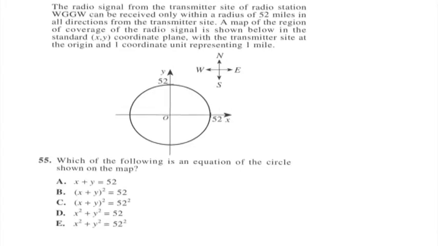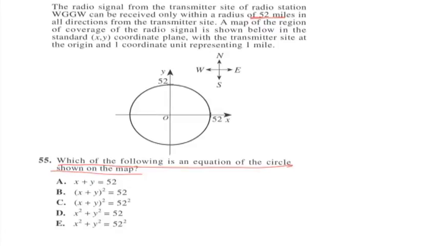As we look at the next one, this is the follow-up to the one we looked at earlier. It tells us about this signal and a radio transmitter and so forth. They tell us it's got a radius of 52 miles. But what they've really come down to is they ask us this question: Which of the following is an equation of the circle shown on the map?